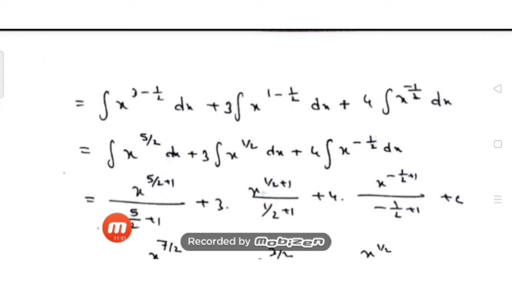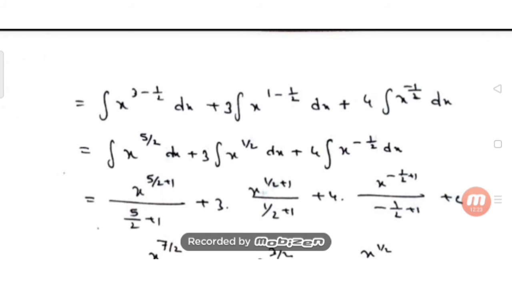Here I have used the formula because these are in the standard form. The x to the power n formula can be used. n is 5 by 2, so 5 by 2 plus 1 by 5 by 2 plus 1. x to the power 3 is constant here. x to the power half can be written as x to the power half plus 1 by half plus 1. 4 is there. x to the power minus half plus 1 by minus half plus 1, plus c is always there. When you use the formula, immediately don't forget to put the constant of integration c. This is very important to give the indefinite integral. Otherwise in the exam, the marks will be deducted.